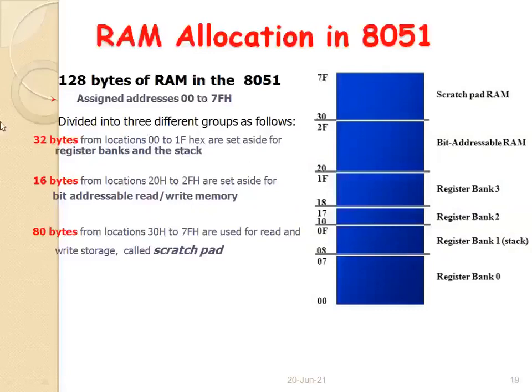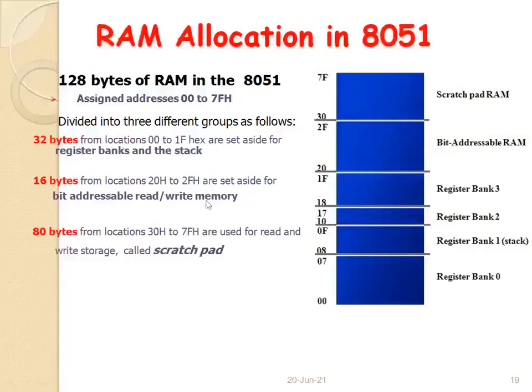It is divided into 3 different groups. We are dividing the overall RAM location, from 00 to 7F, into 3 different sections. One is 00 to 07, then 08 to 0F, 10 to 17, then 18 to 1F. This is the 32 bytes of locations from 00 to 1F, and we are giving the name of this particular section as the register bank.